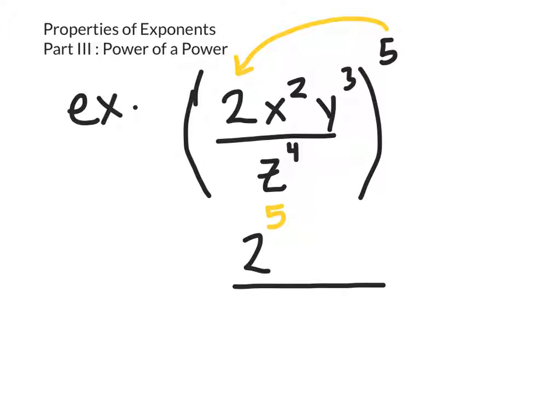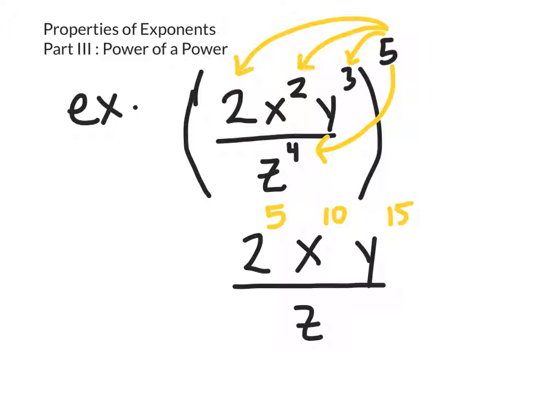The next thing that I'm going to do is give the 5 to the 2 on the x squared, and that's going to become x to the 10th power. So that's going to be influenced by the 10. The next scenario is the 5 is going to go to the y, and therefore I'm going to have y to the 3 times 5, which gives me 15. You will also notice here that I have a variable in the denominator, and so I also have to give this 5 to the z down below, and that's going to give me z to the 4 times 5, which is 20.